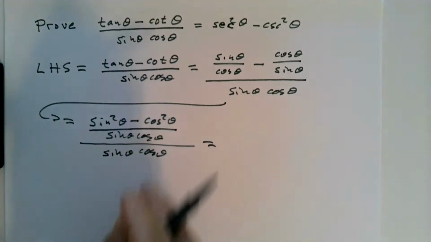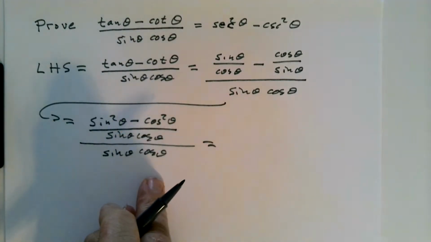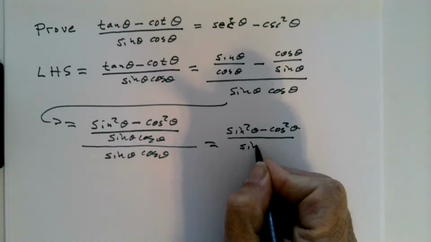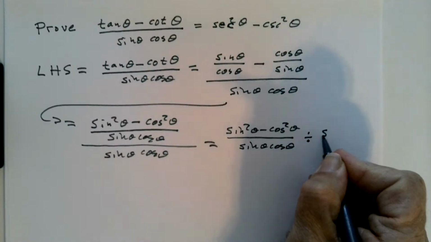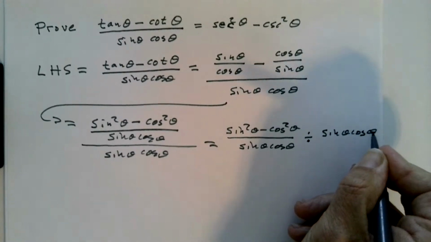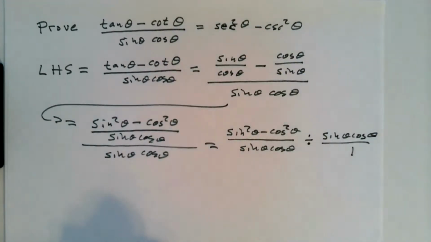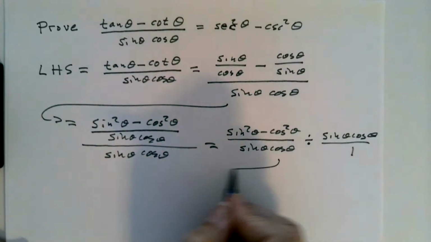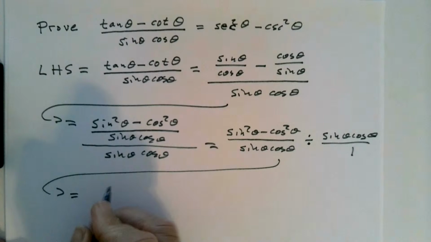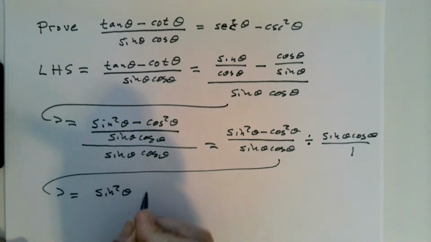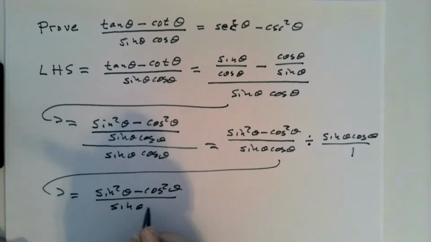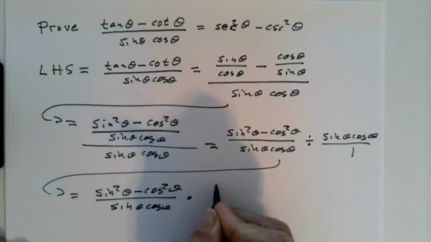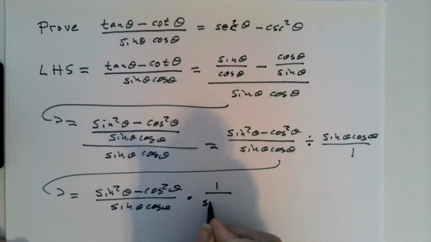So what does that mean? I've got a fraction divided by a fraction. So let's go ahead and write it using that division: divided by sine theta cos theta over 1. We know how we have to do division. We have to invert and multiply. So this will equal sine squared theta minus cos squared theta over sine theta cos theta times 1 over sine theta cos theta.